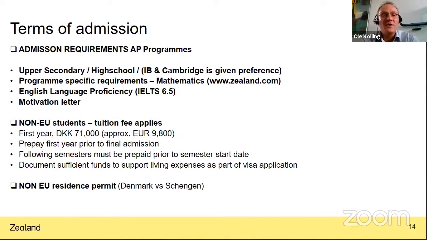Then we also require you to demonstrate English language proficiency. We do recognize other tests besides the IELTS, but we go by the level IELTS 6.5. So you can have an equivalent score, for instance, from TOEFL or Cambridge or anything like that. So anything that can be recognized, we would recognize that.